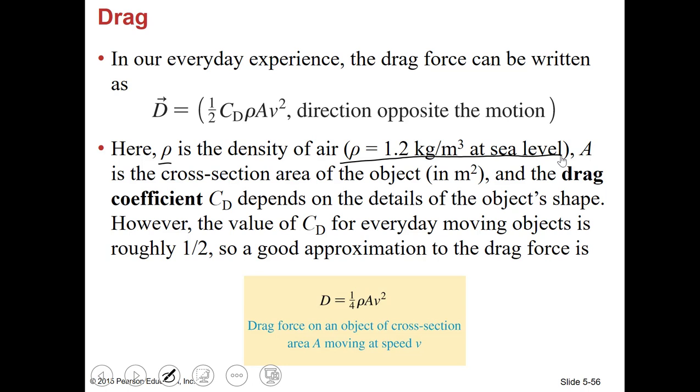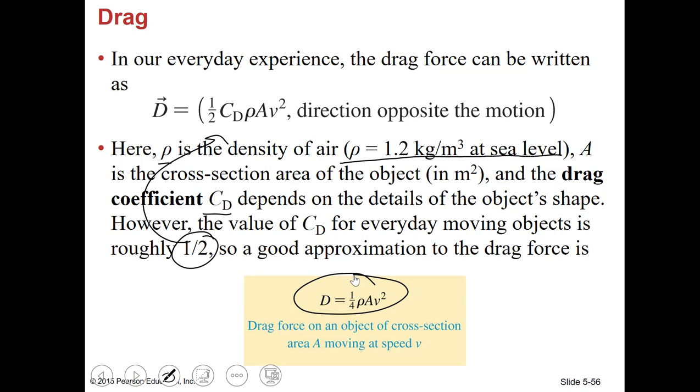Now the cross-sectional area is, say you're riding your bike, the area of you that's going through the wind. So if you want to reduce drag force, you can scrunch yourself down and make your effective cross-sectional area smaller, the area that's actually going through the wind. Okay, the drag coefficient, that's C sub d here, depends on the details of the object's shape. For everyday objects, it's about 1/2. So if you take this 1/2 for C sub d, plug it in here, you get this formula finally.